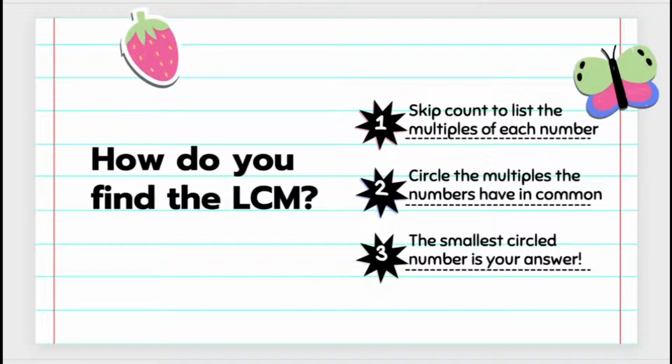So how do you find the LCM? Well, first, you take the two numbers and you skip count to list the multiples of each number. Second, you circle the multiples the numbers have in common. Finally, the smallest circled number is your answer, or the least common multiple.